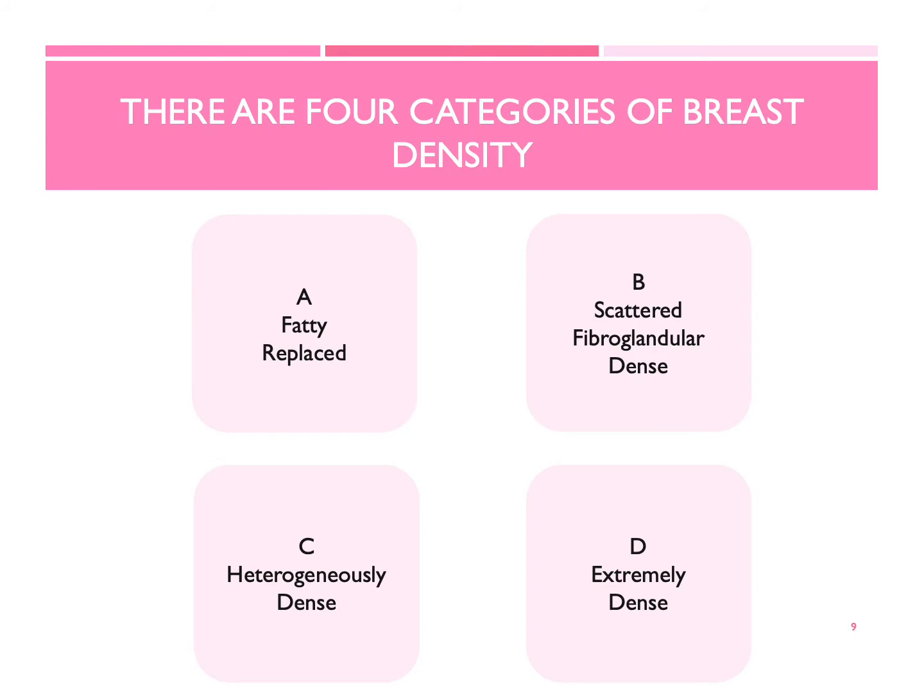So as I mentioned, there are 4 categories of breast density. The first is fatty replaced. The second is scattered fibroglandular density. Third, we have heterogeneously dense. And last, we have extremely dense.